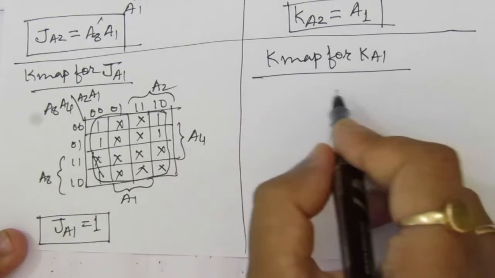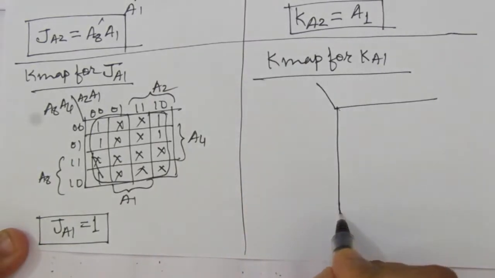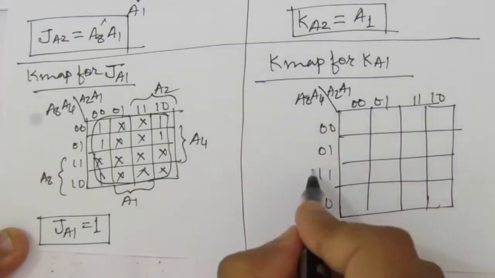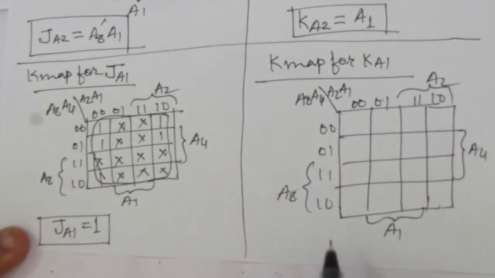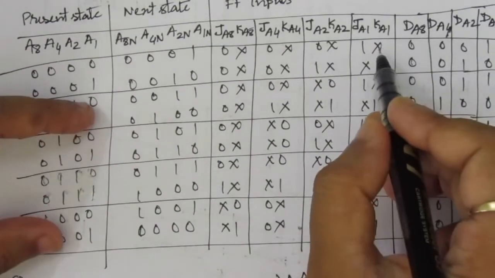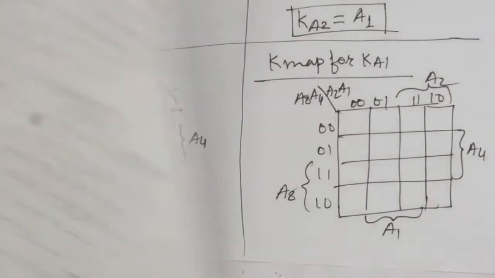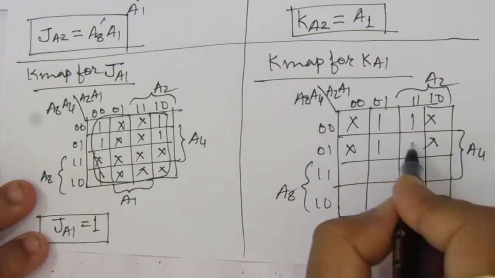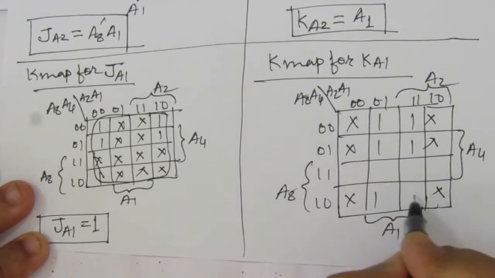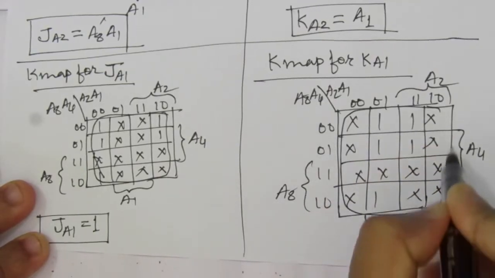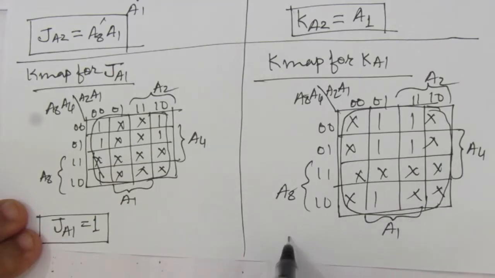Here we'll have another 4 variable map. So here we have to fill up with the KA1 values. For KA1 we have don't care 1, don't care 1, don't care 1, don't care 1, and the remaining are the don't care conditions. So we can cover the whole table, all the 4 rows and the 4 columns. Therefore KA1 is also equal to 1.